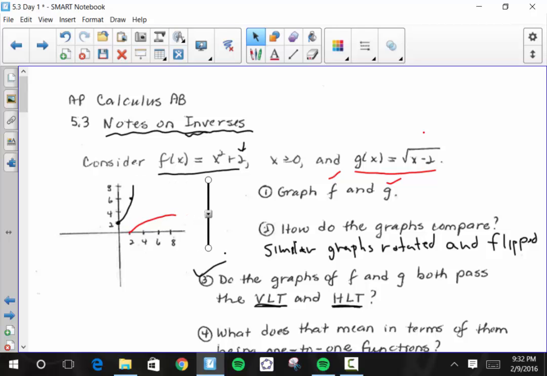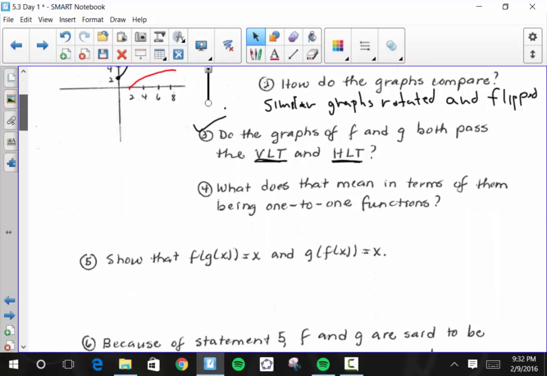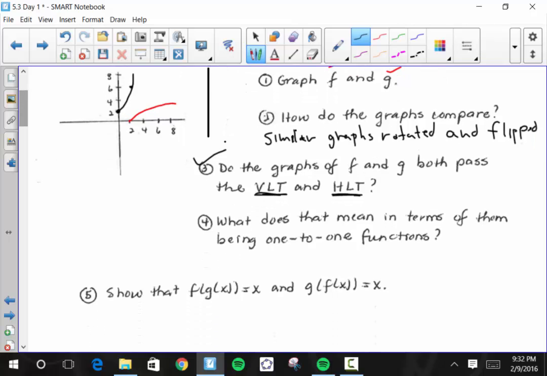I wonder what I'm trying to get at with those questions here. Let's see. What does this mean in terms of it being 1-to-1? Well, I guess if they both pass the vertical and horizontal line test, that means their inverses are also functions. So both f of x and g of x have inverses that are functions.